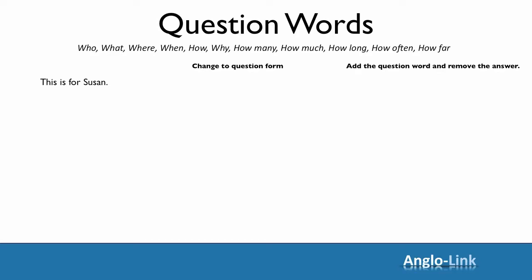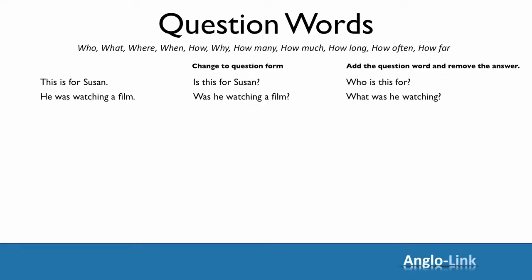Let's ask a question with who. Change to question form first. Is this for Susan? Add who and remove Susan. Who is this for? He was watching a film. Let's ask a question with what. Change to question form. Was he watching a film? Add what and remove a film. What was he watching?